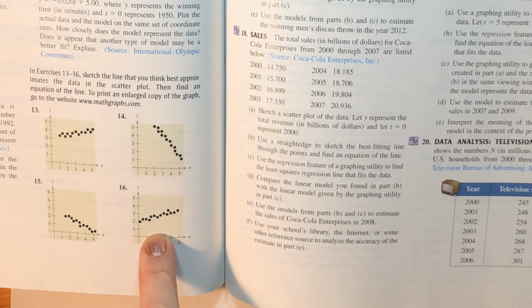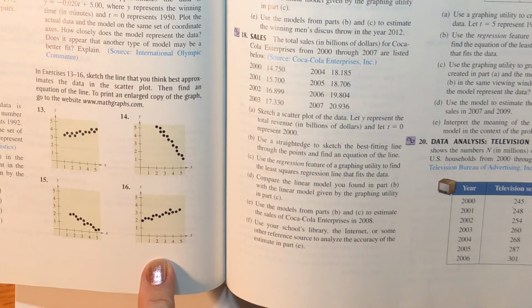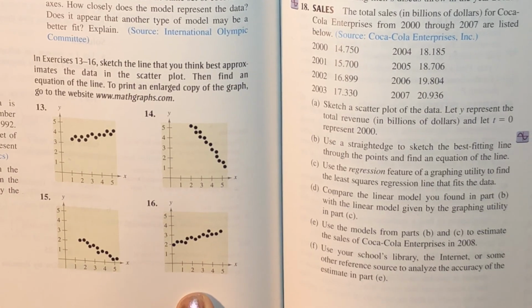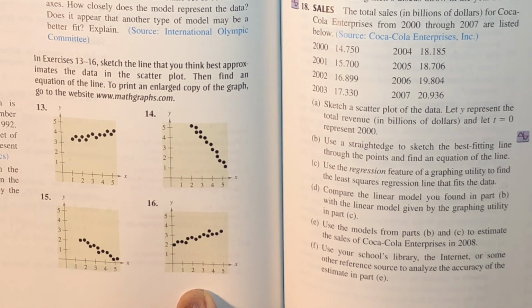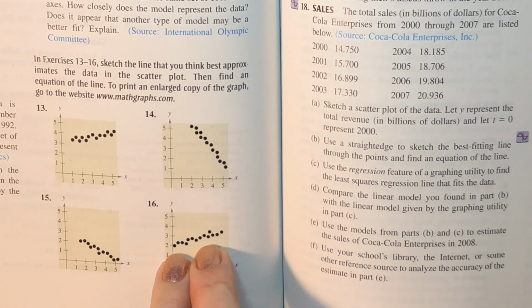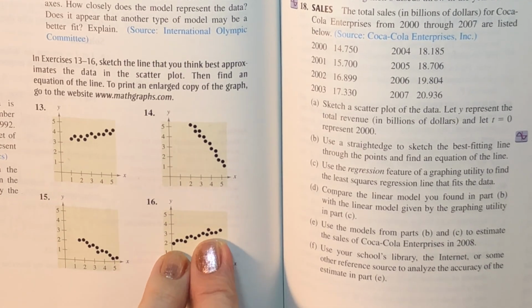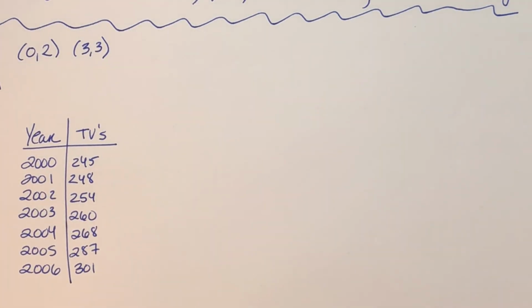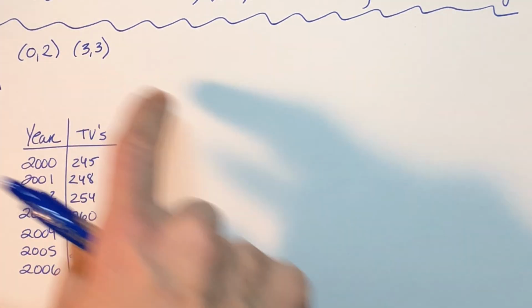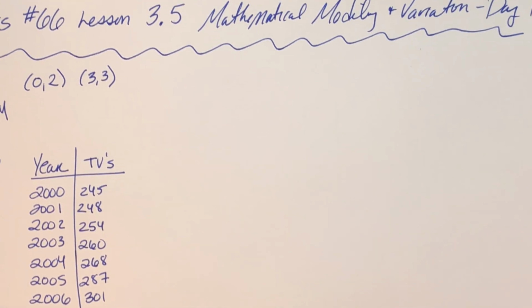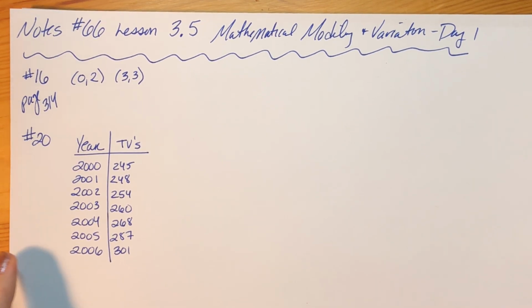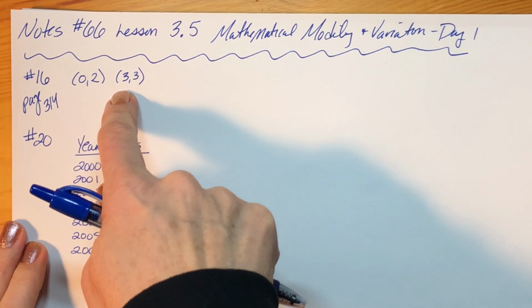If you take a look at this problem, Ron wants you to sketch the line that you think is the best approximating the data in the scatter plot. Then find an equation of the line. All right, so we're looking at this line here. I'm trying to think the best approximation. I went to this website that they had and I took a look at it, and I found that the coordinates that it goes through are 0, 2, and 3, 3.